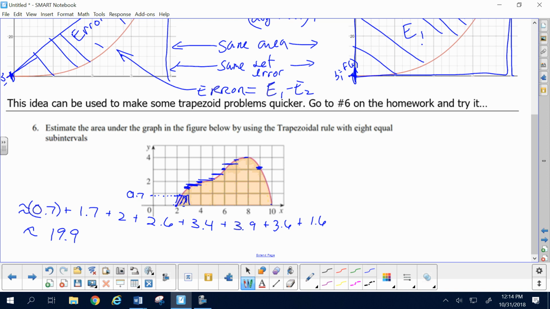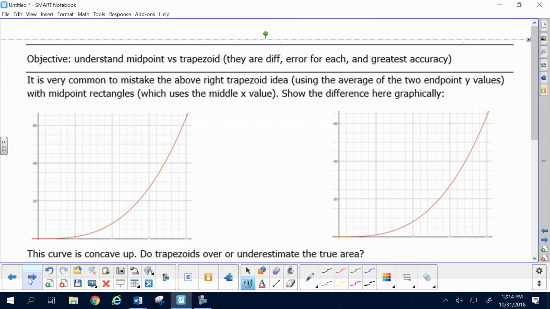The main idea, though, is averaging the two y values is equivalent to a trapezoid. You understand? All right. Now, the usual question that people go through their heads is, isn't that the same as midpoint, that in between somewhere? And is it?